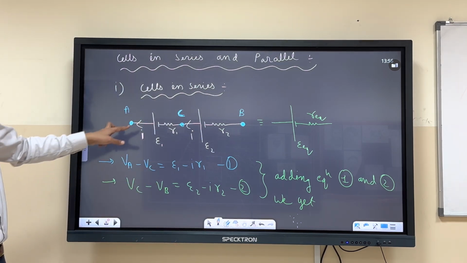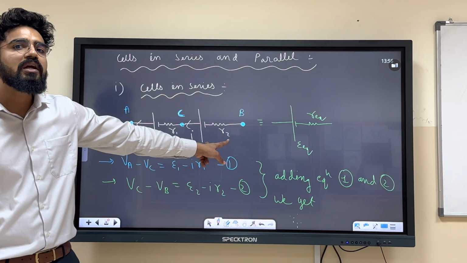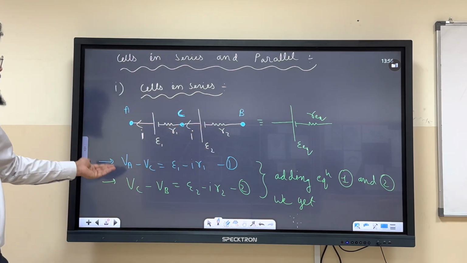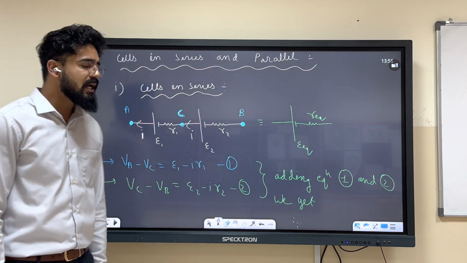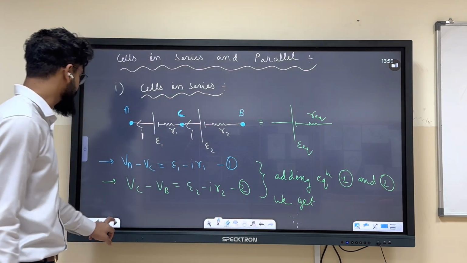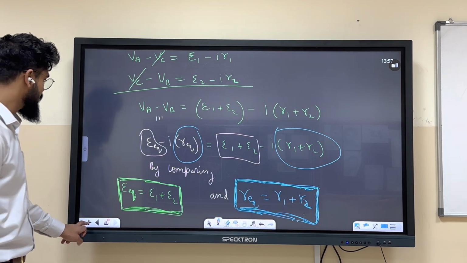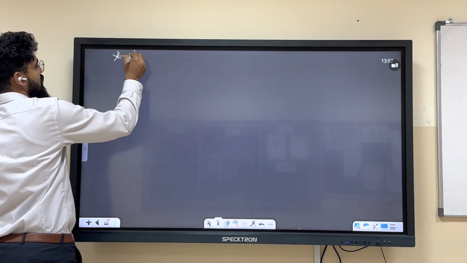Okay? So by using the simple charging-discharging idea, discharging, we know the potential difference across this battery will be E1 minus IR1. Over here it will be E2 minus IR2. So just adding the equations, we get VA minus VB, which we can write as E equivalent minus I R equivalent. Okay. After this step, we are just comparing. I hope you are getting it. So the moral of the story is this. This whole derivation is very important, you know, guys?